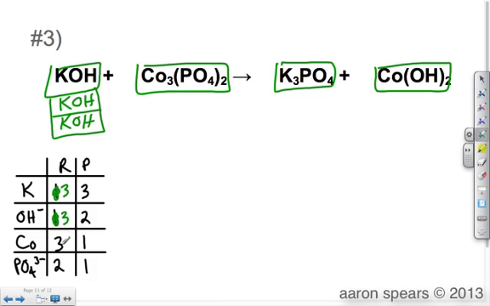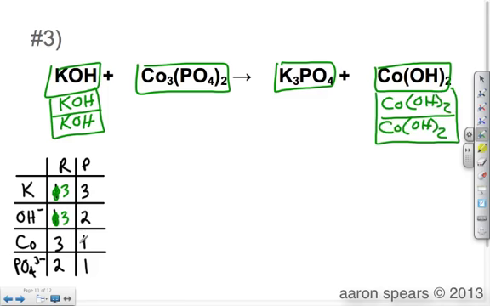I have 3 cobalt atoms on the reactant side, only 1 on the product side. I need to get 2 more cobalts on the product side. I find the box on the product side that contains cobalt atoms, and that's a cobalt 2 hydroxide box. If I add 2 more boxes of cobalt 2 hydroxide, I will have a total of 3 cobalt atoms on the product side. So the cobalts are balanced.